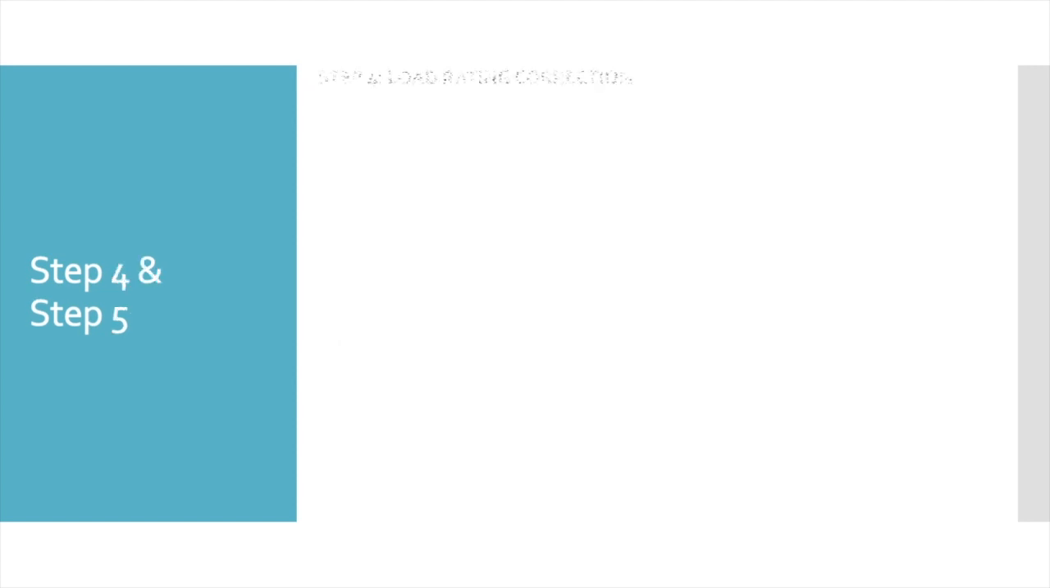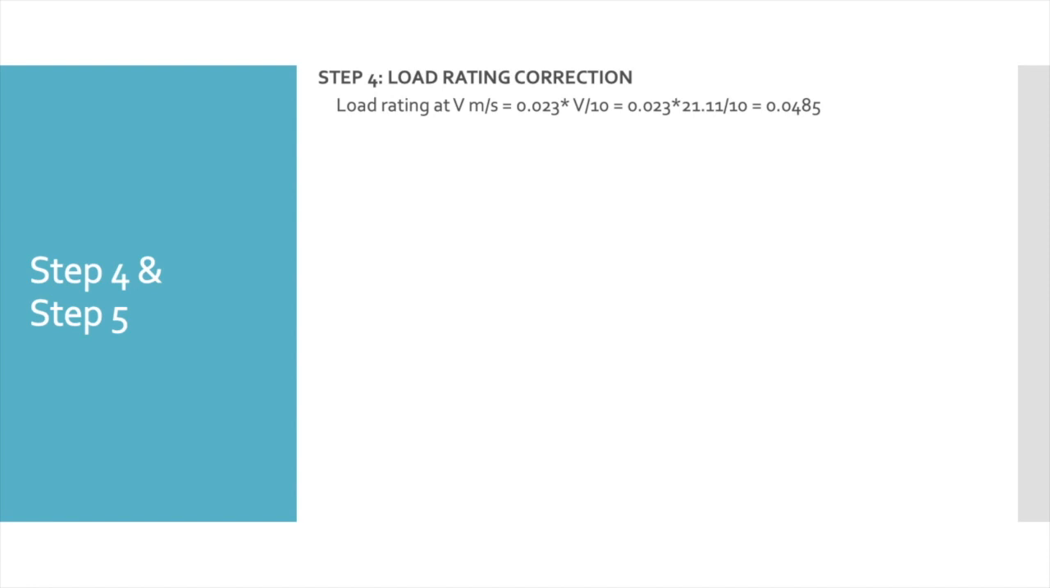Moving on to step 4. The step 4 is load rating correction. We have found the load rating at 10 meters per second, but our velocity is not 10 meters per second, but some higher value. So in the formula 0.023 multiplied by V divided by 10, we are substituting our velocity, and the corresponding load rating at V meters per second is 0.0485.